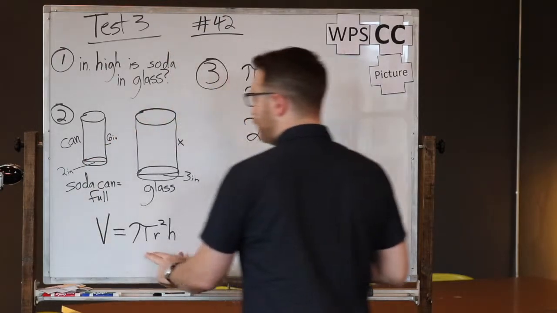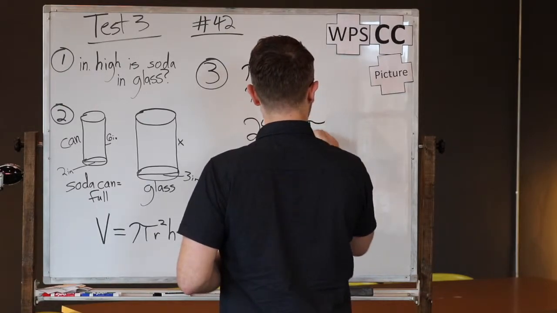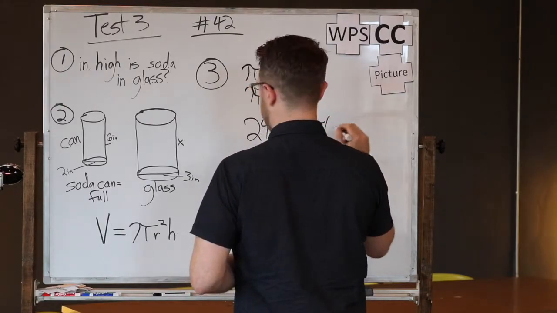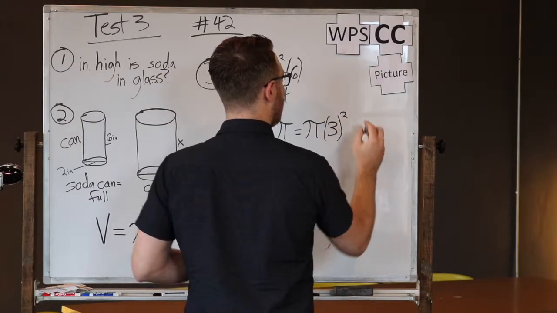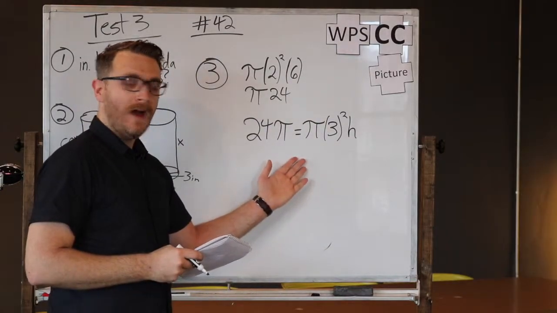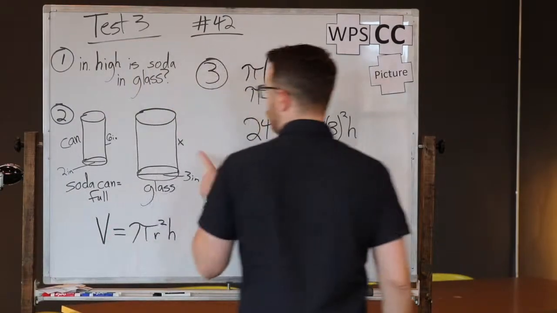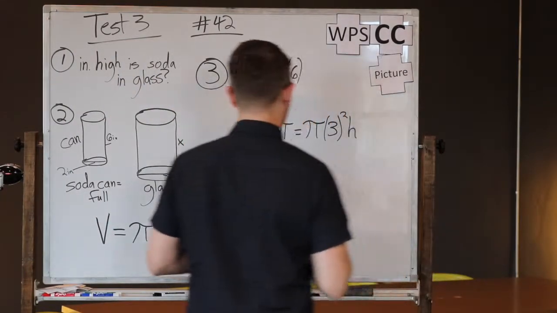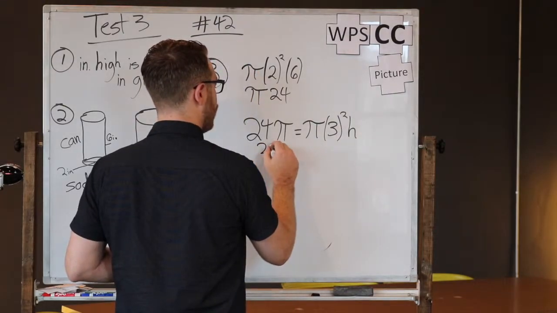On the other side, I'm going to use this formula again, but I don't have all the pieces. I know the radius is 3, but I do not know h, the height. But look at what we've set up. I only have one variable. If I solve for h, I can find out what is the height of the glass. So, what am I going to do here? I'm going to start simplifying as much as I can.